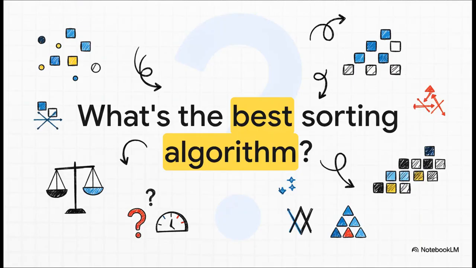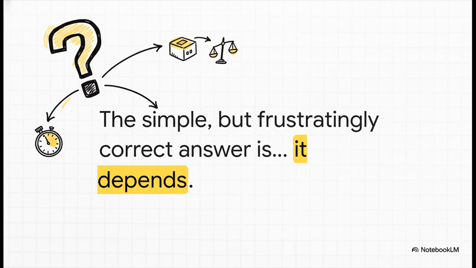And this is it, isn't it? The classic question. It's the one that gets asked in every computer science class, every technical interview. You've got all these options: quick sort, merge sort, heap sort, the list goes on. So which one is the best? And there it is, the simple, kind of frustrating, but 100% correct answer. It depends. But on what? That's the real question, and that's exactly what we're going to break down today.